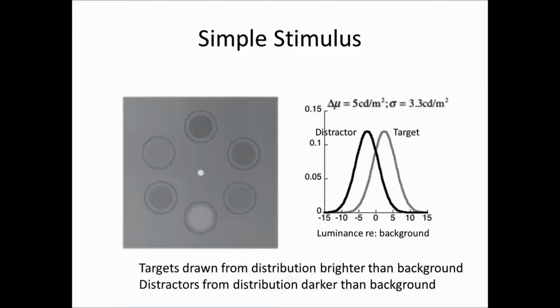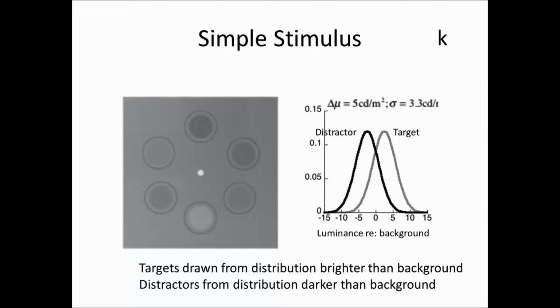So what we did is we came up with a really simple display. No noise, just targets, very easily visible, no visibility function involved. The targets were blobs drawn from a distribution brighter than the background. The distractors were drawn from a distribution darker than the background. Importantly, these two distributions overlapped considerably. So a patch that was close to the background was equally likely to be target or distractor. And these are the most uncertain locations.